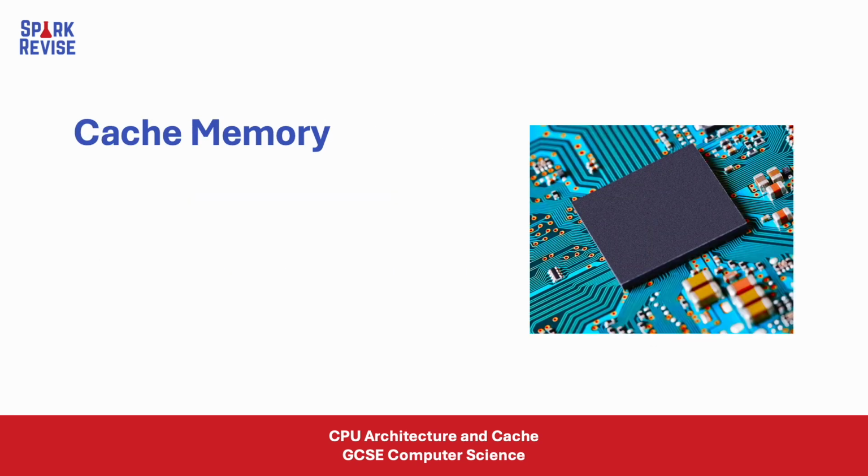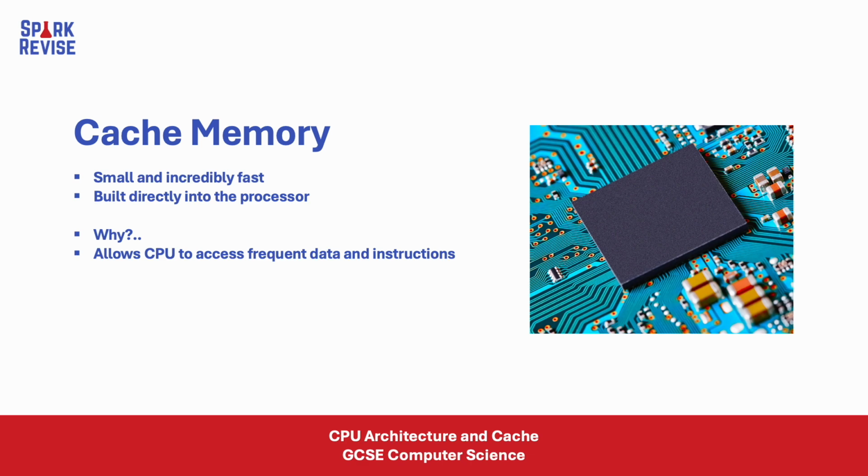So another key component in modern processors is cache memory, a small but incredibly fast type of memory built directly into the processor. Let's see why it's important. Well, cache memory allows the CPU to access frequently used data and instructions. It stores these frequently used data and instructions closer to the CPU, which means it's faster to access than if it was getting them from RAM.